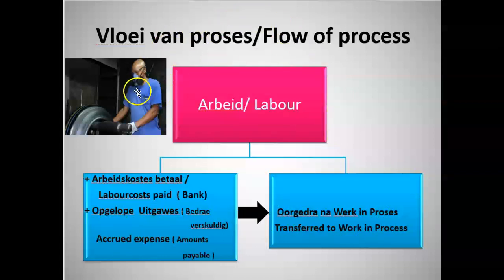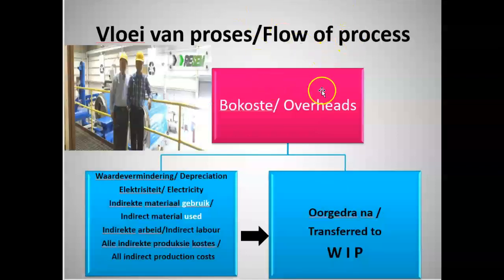The direct laborers are only involved in my production process, so all the amounts payable to them will eventually be capitalized as part of the cost price of the goods manufactured. My overhead costs. Now here I'm going to accumulate all my overheads, things like depreciation on machinery, electricity, indirect material used. Again, it's not opening or purchased or whatever. I'm interested in how much I have issued into the production process.